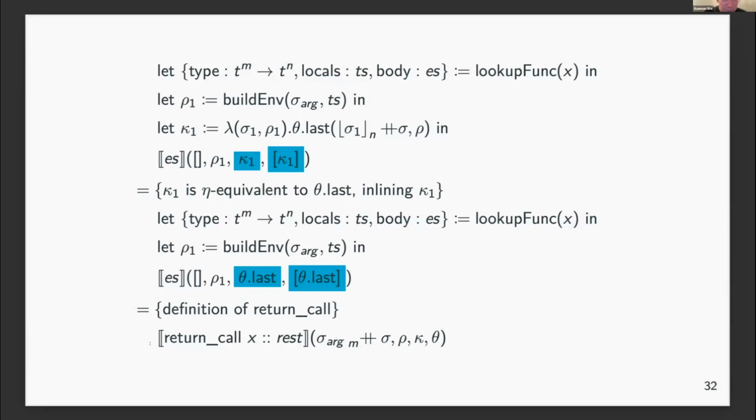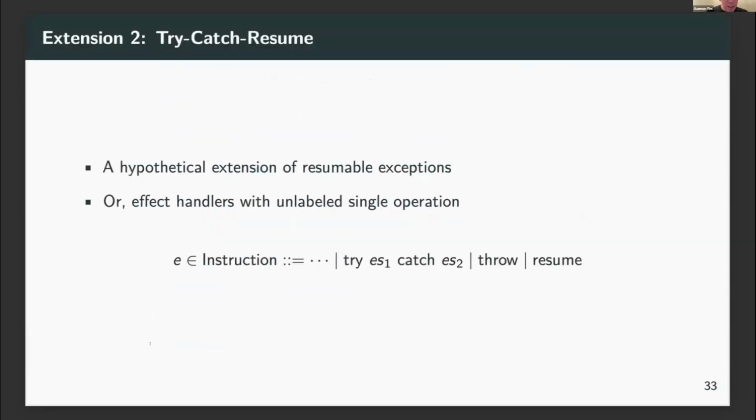Okay, the next extension I want to talk about is a hypothetical extension of resumable exceptions, or we can really see it as effect handlers with an unlabeled single operation. So here we extend the instruction set to have this try-catch block, and ES1 and ES2 are both just a list of instructions.